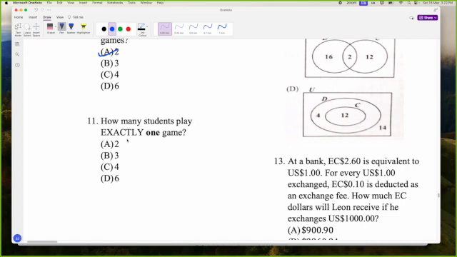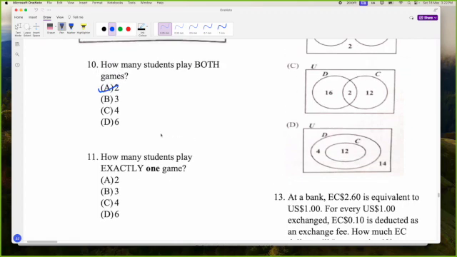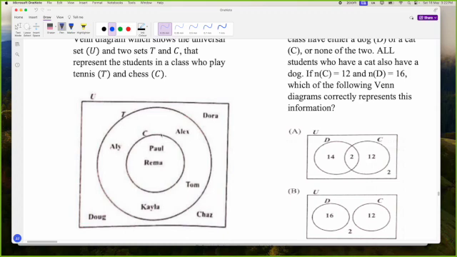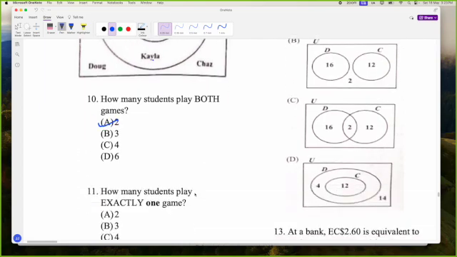How many students play exactly one game? Well, that will be these four. 1, 2, 3, 4. They play tennis only. They don't play chess. And these outside don't play any games, right? So it'll have to be 4.